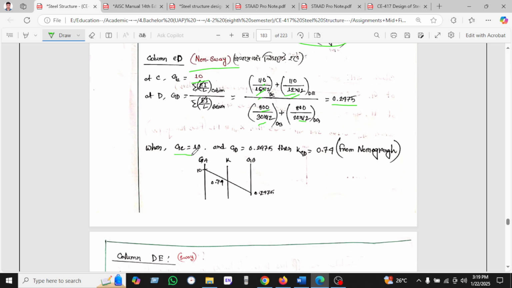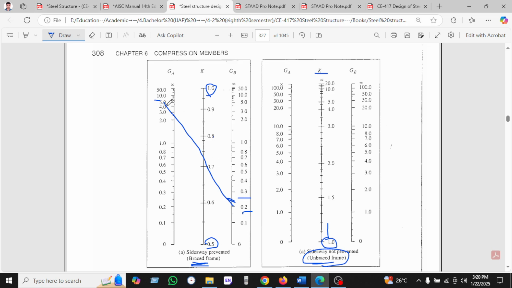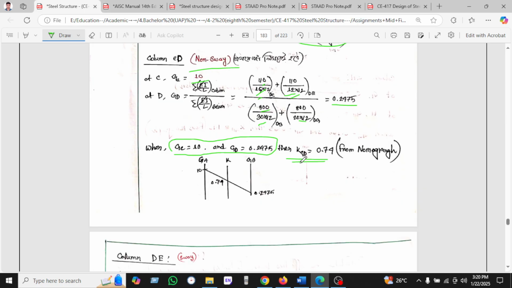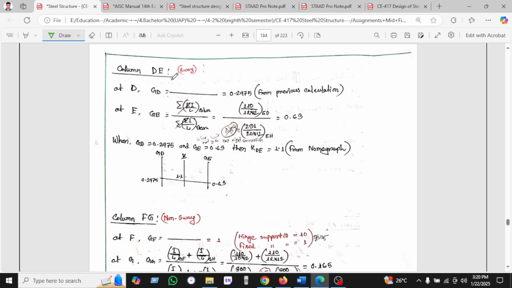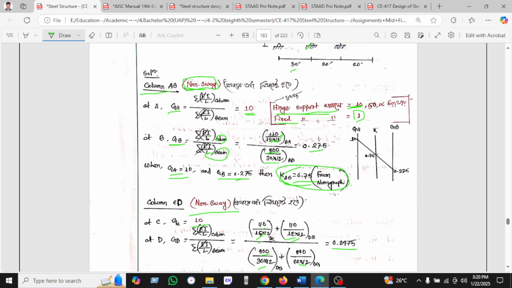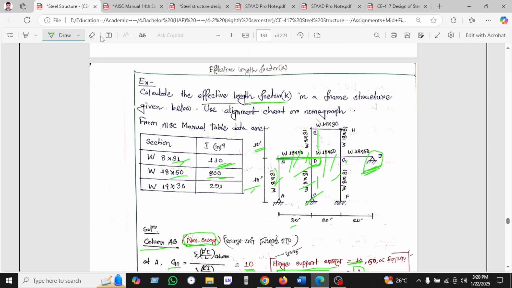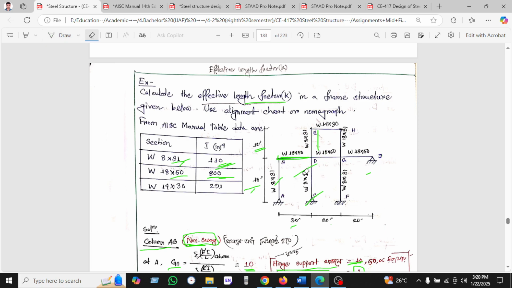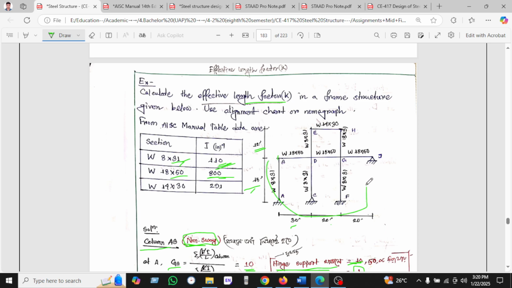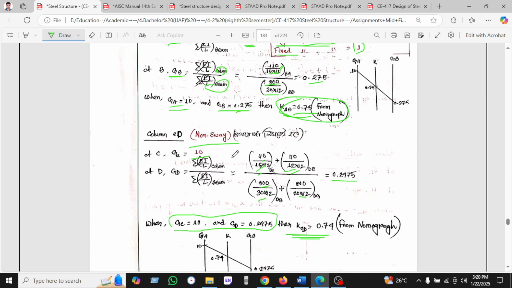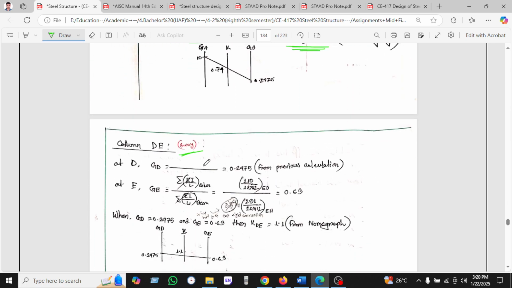0.247. And if we get that GC is 10 and 0.275, then we will use the nomograph, this graph at 10 and 0.27, and in this way we found the K value 0.74. So in this way we will calculate the sway DE value, which is DE. This is the sway. Why is this the sway? Because we have seen that there is no bracing here. On the other hand, the column is non-sway because of this support. In the top portion there is no bracing or no support, and that's why this will be sway.